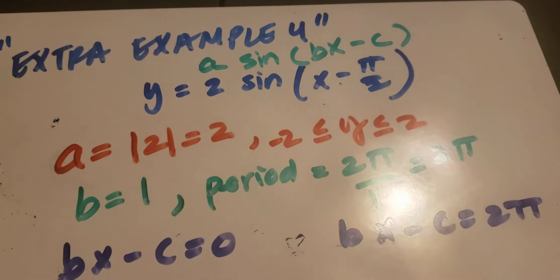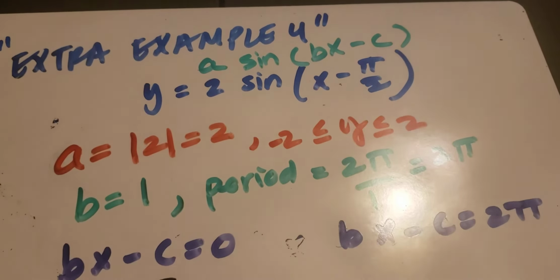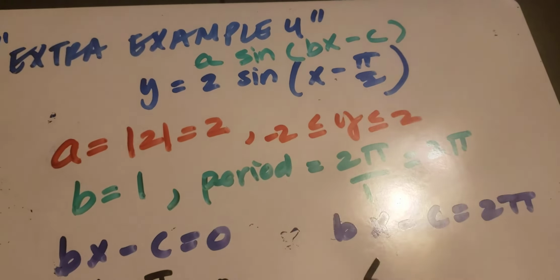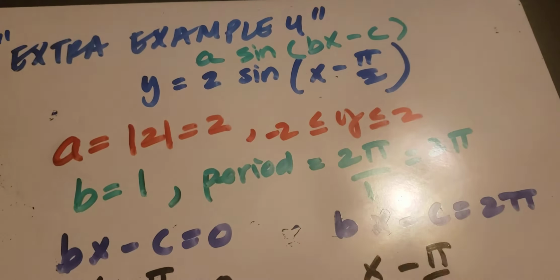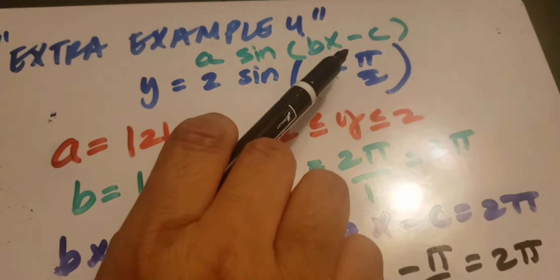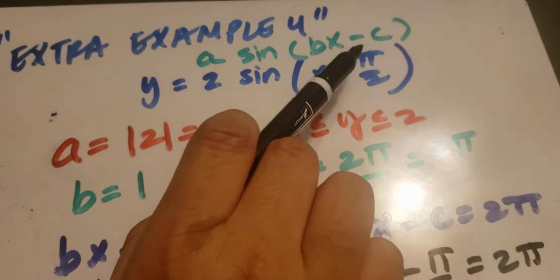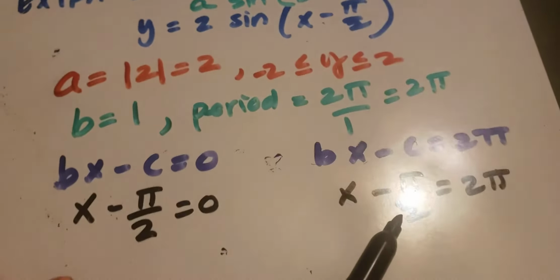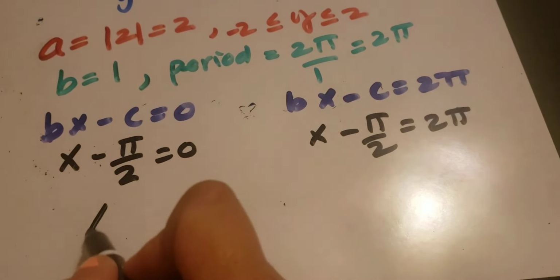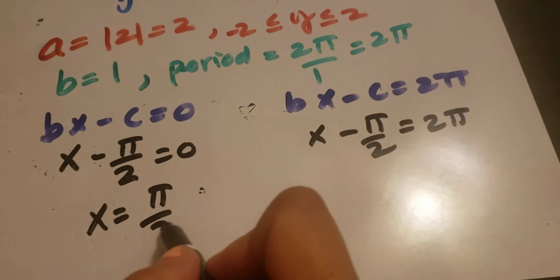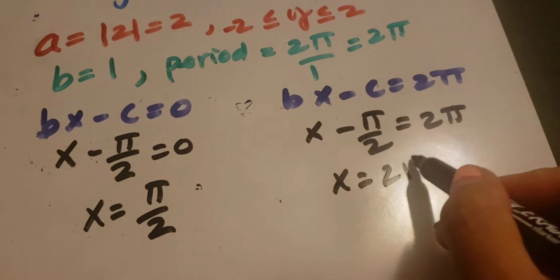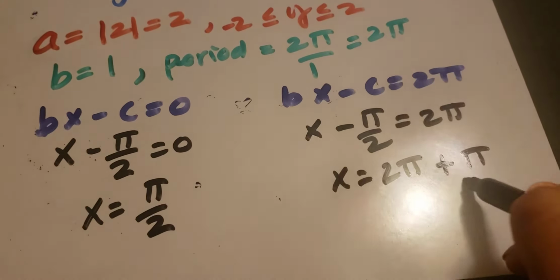C is pi over 2. Okay, equals 0. So over here it's going to be x minus pi over 2 equals 2 pi. Remember, our equation is minus c, so our c is just pi over 2, okay? So let's solve for x. So here, x is just going to be pi over 2. Over here, x is going to be 2 pi plus pi over 2.